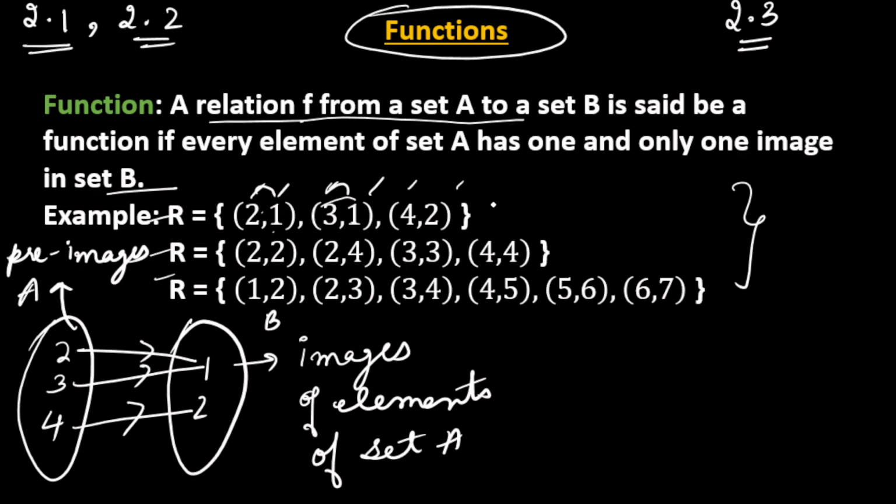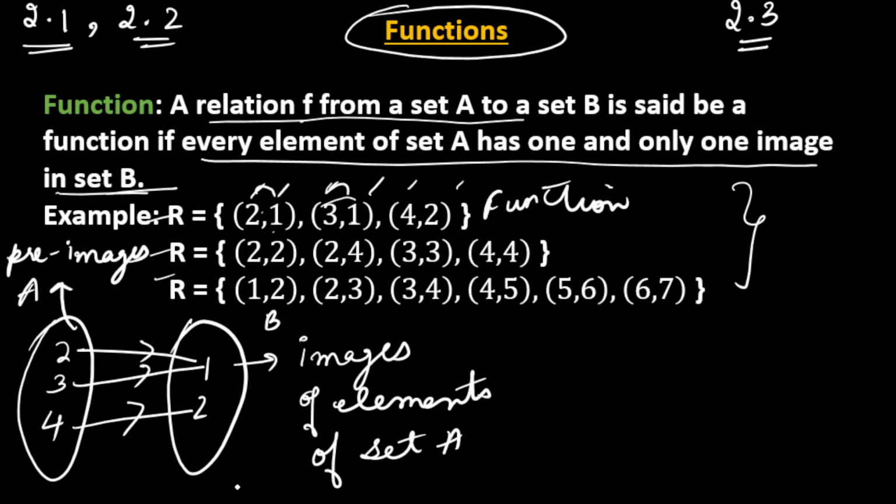So if we read the definition once again, every element of set A has one and only one image in set B. Here each element of set A has only one image in set B. So that means this is a function. Now let's see another relation.